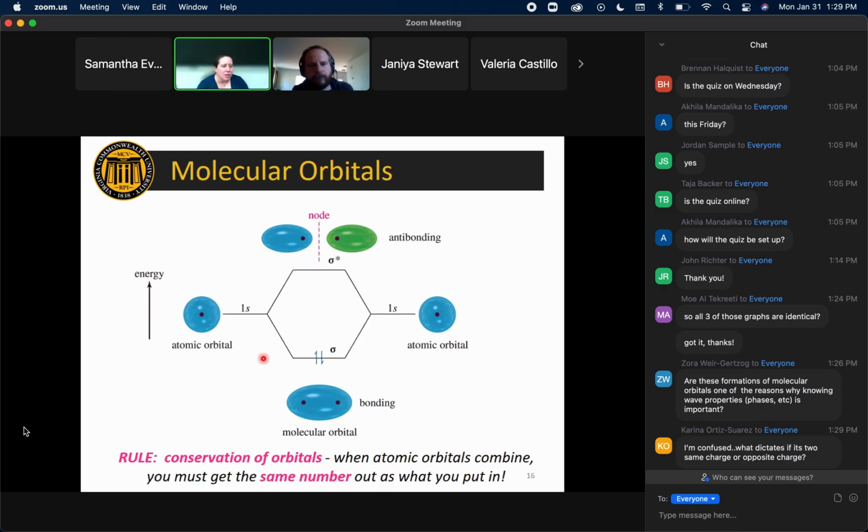Okay, and someone else has asked, what dictates if it's two of the same charge or opposite charge? Okay, first of all, these are not charges. Remember, they're mathematical signs or phases. And remember in the beginning, I said that it's oscillating like a guitar string. So each of these s orbitals isn't just hanging around as a blue phase s orbital. It's going blue, green, blue, green, blue, green. And over here, it's going blue, green, blue, green, blue, green. And so statistically, half of the time these two come together, they'll both be blue. And half of the time they come together, one will be blue and one will be green.